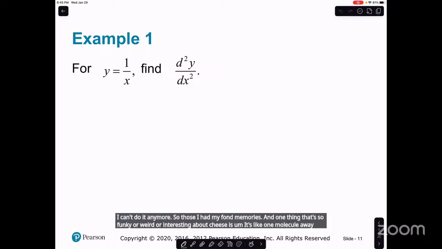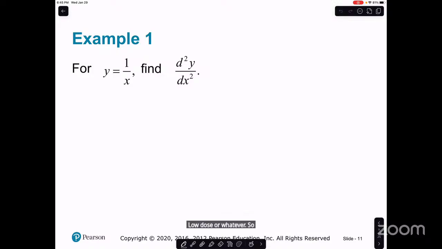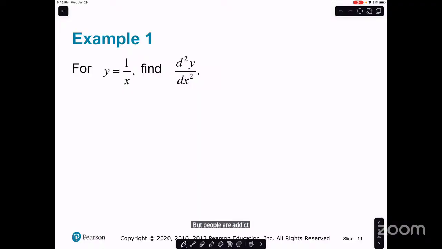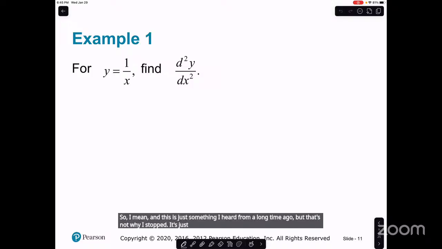It's practically heroin. It's just a low dose or whatever, so it's not really addictive. Well, it is addictive. That's honestly what's really going on, but it's not like deadly like the actual drug. But people are addicted and they don't even know it. That's part of the marketing of like pizza and cheese and all this. And so I mean, this is just something I heard from a long time ago, but that's not why I stopped. It's just again, I can't process dairy like that. But anyway, that's neither here nor there.